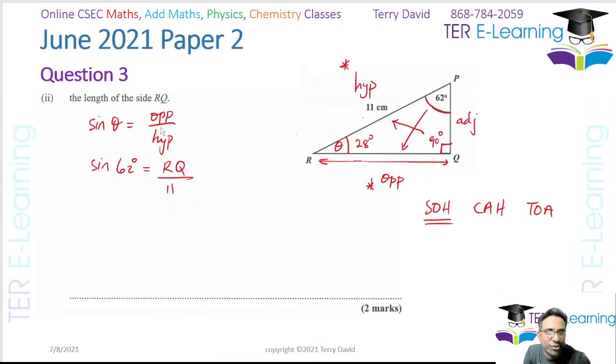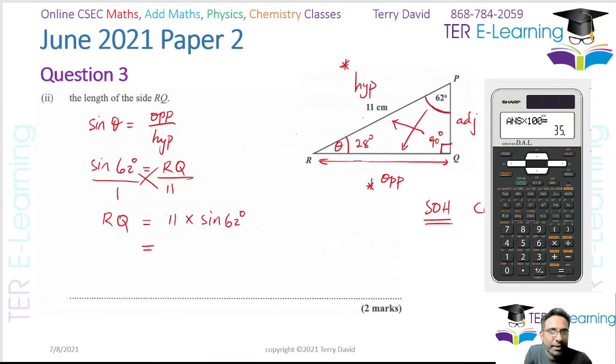How I usually teach my classes, I tell them to write the sine 62 in this case as sine 62 over 1. Then all we're going to do is cross multiply. So RQ by 1 gives me RQ is equal to, cross multiplying the sine 62 by 11. I will typically write 11 first, multiplied by sine 62 degrees. Then we're going to use our calculator to do that piece. So let's pull up the calculator here, and let's do that.